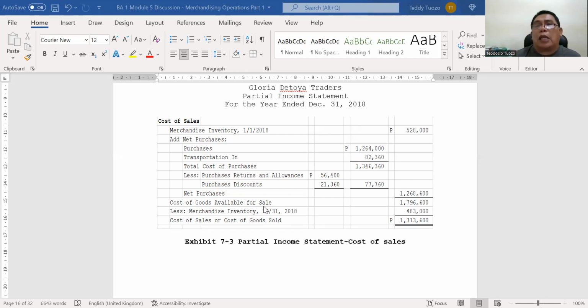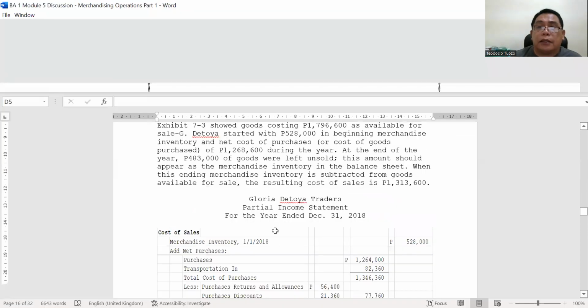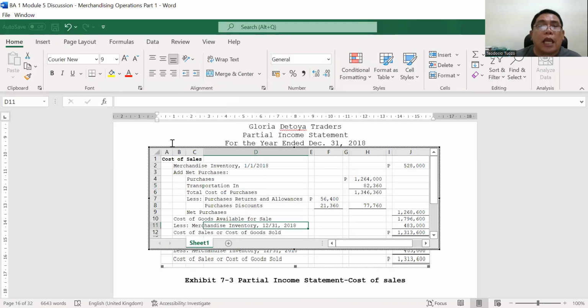In Bisaya, class, what is the cost of goods available for sale? The amount that is available for you to sell. It is that simple, no? Then less the 12/31/2018 merchandise inventory.